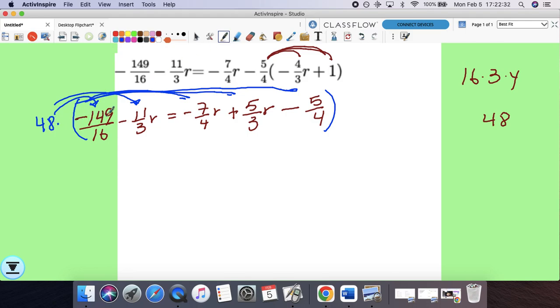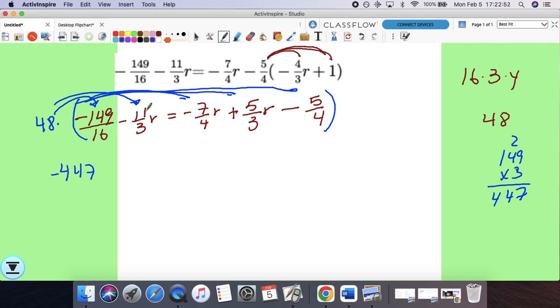48 times negative 49 over 16. Well, if you divide 48 and 16, first of all, that's going to give you a 3. And then if you multiply 49 times 3, 7, carry 2, 14, goes 1. So we get negative 147.